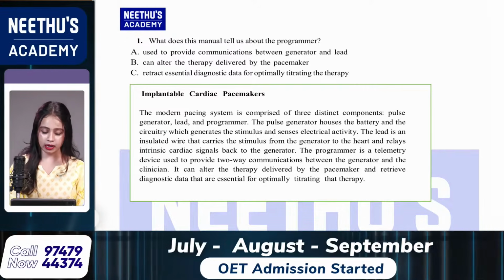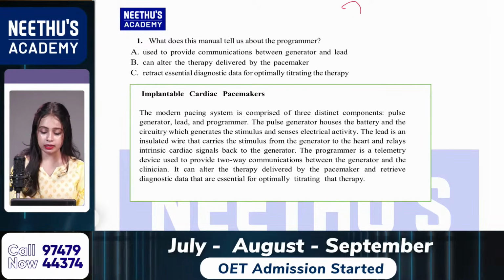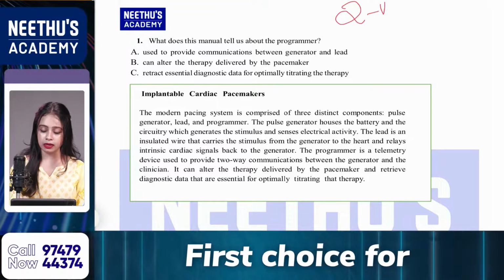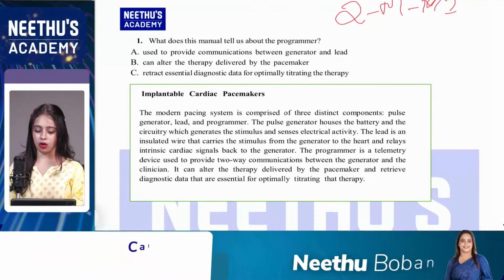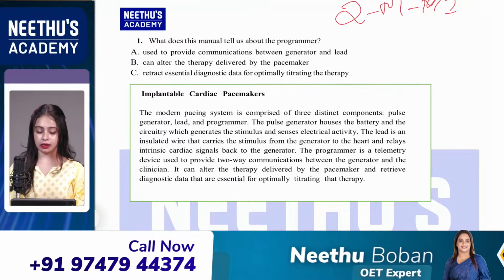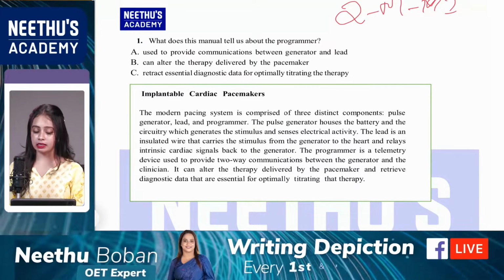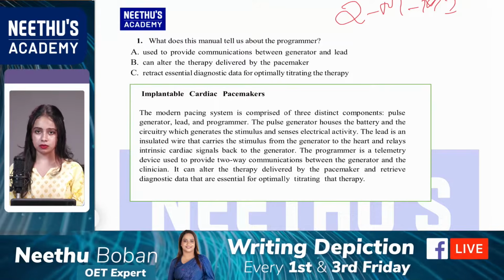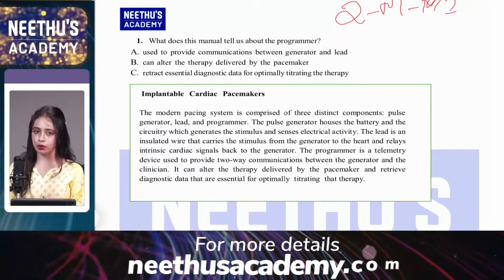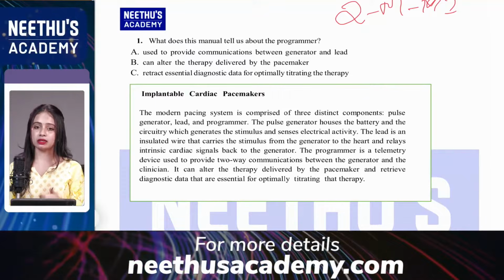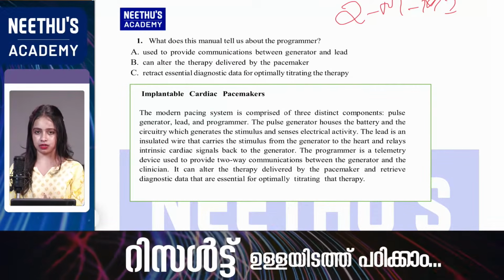So I'm just writing down here. This comes from the second category, which is a manual, and we are reading for the main idea. So what does this manual tell us about the programmer? What are the keywords from the question? As I told you in every class, we have to mark the keywords just to understand the question.